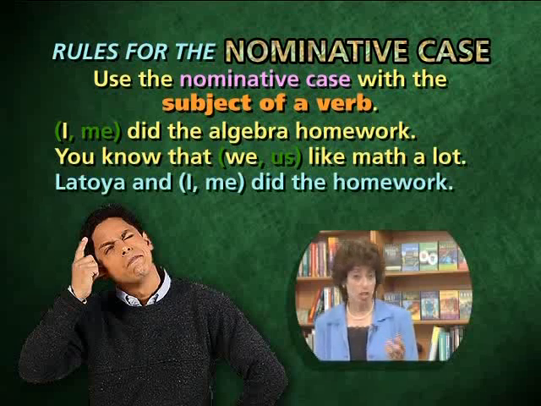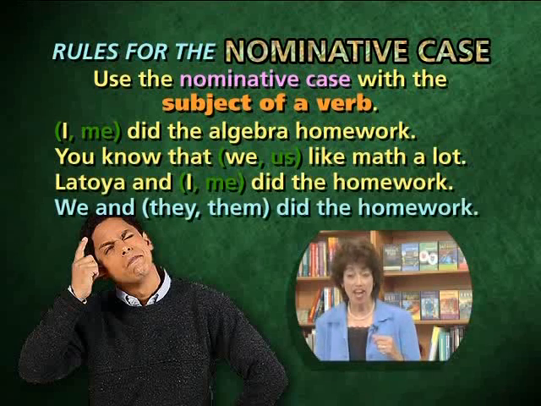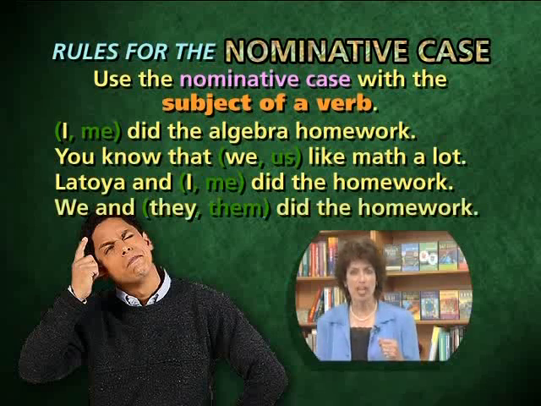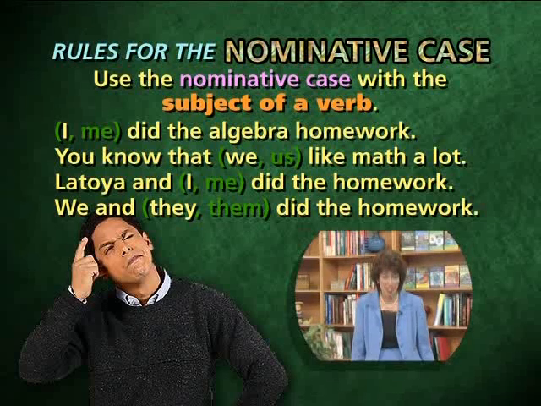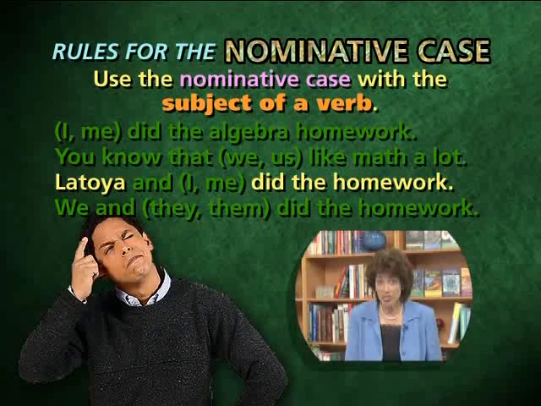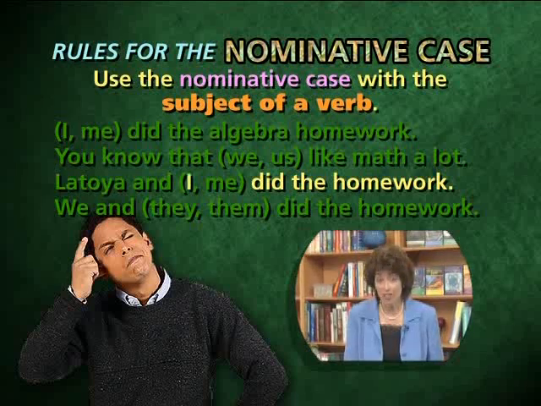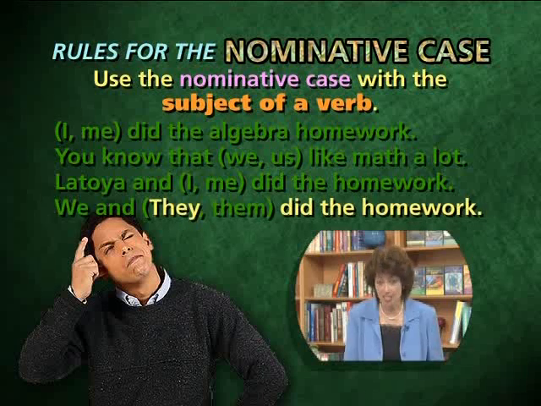Latoya and I, or Latoya and me, did the homework. Well, I would say Latoya and I, because I would say I did the homework. We and they, or we and them. I would say, well, we and they, because they're both subjects. Here's a hint. Take the nouns or the pronouns separately and try the sentence that way. So you can say, Latoya did the homework, or you can say, I did the homework. Try the second one. We did the homework, or you can say, they did the homework. And that way you can hear that it's clearly the subject.